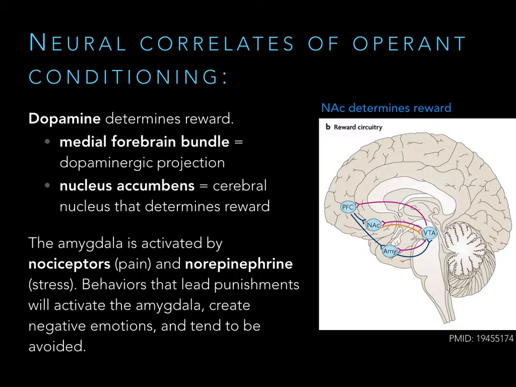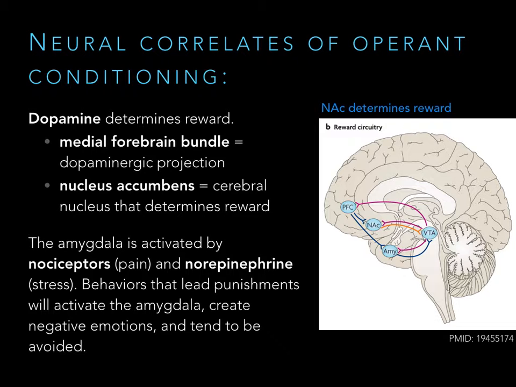So when you have an increase in dopamine in your nucleus accumbens, you think, that was good, I'm going to do it again. So when you receive rewards, like food, for example, that food is going to stimulate the release of dopamine. And whatever behavior led to that dopamine release, we're more likely to carry it out in the future.